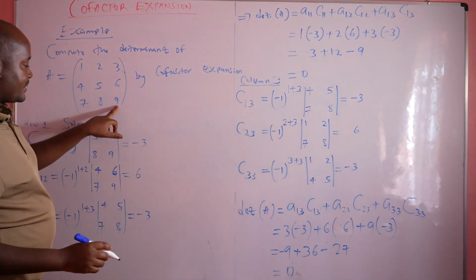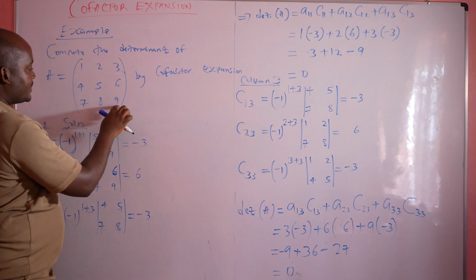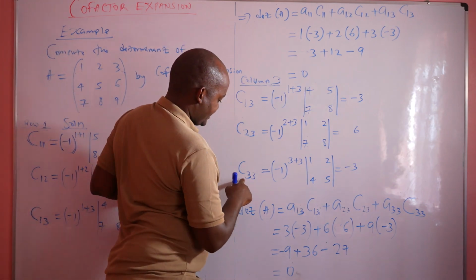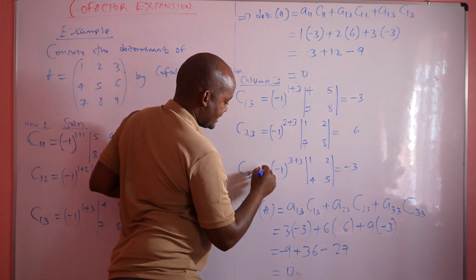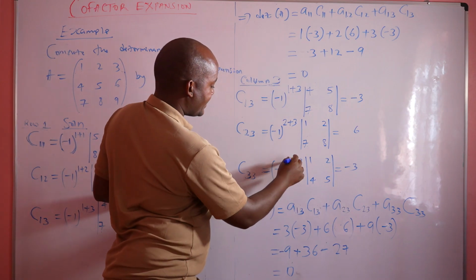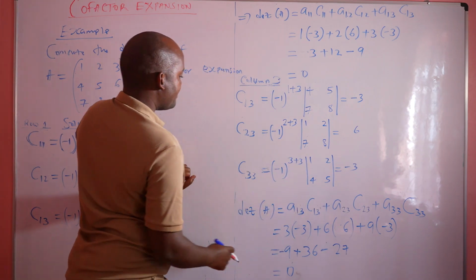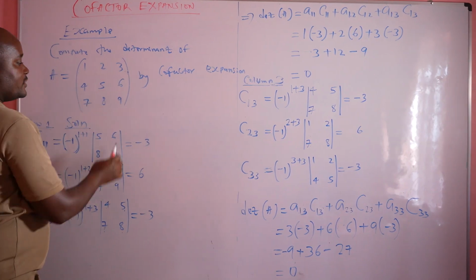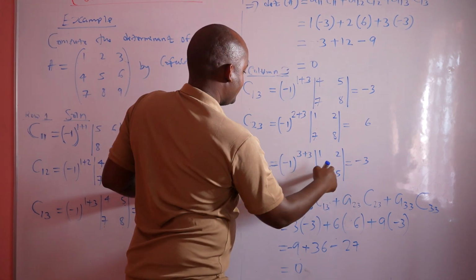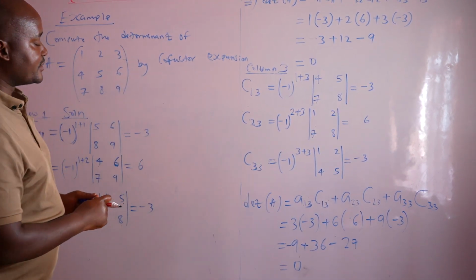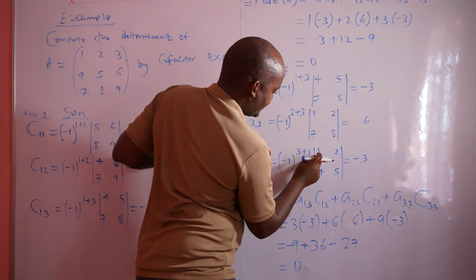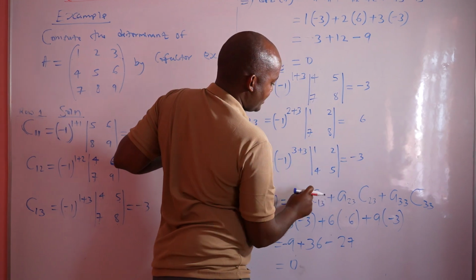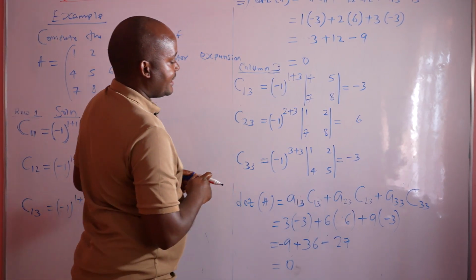Next, it is the cofactor corresponding to 9. 9 is in row 3, column 3. So the cofactor, which is denoted by C33, will be equal to -1 raised to the power of 3 plus 3 multiplied by, in this case, you are going to delete this row and this column, and you will be left with a matrix 1, 2, 4, 5, which is equal to 1 times 5 minus 4 times 2, which is going to give us -3.